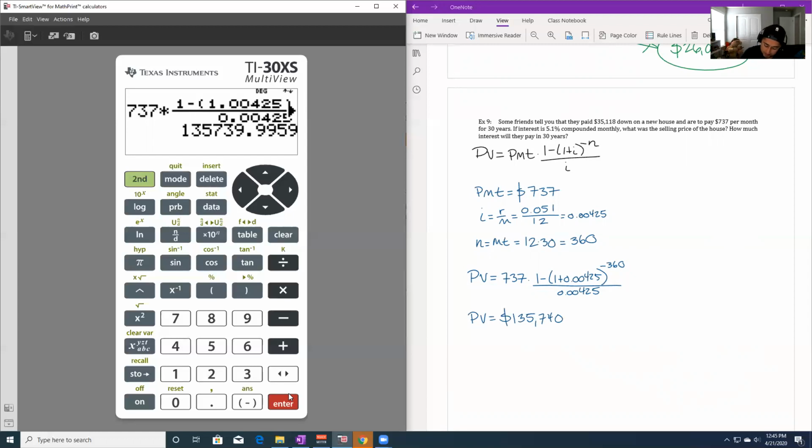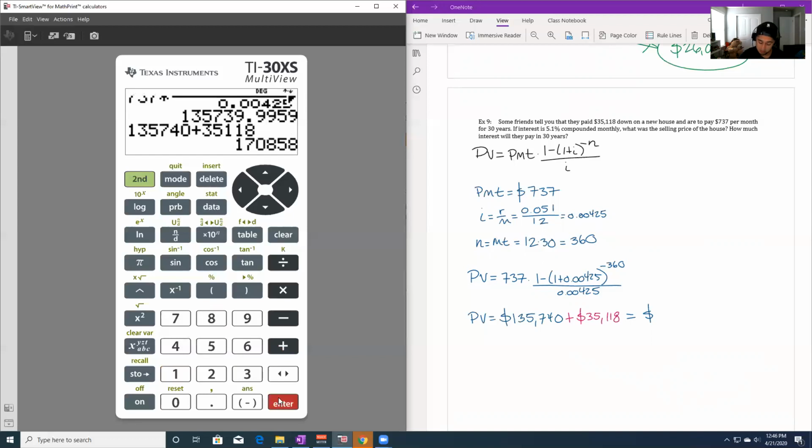So we need to add the down payment, which was $35,118. So 135,740 plus 35,118, we get 170,858.